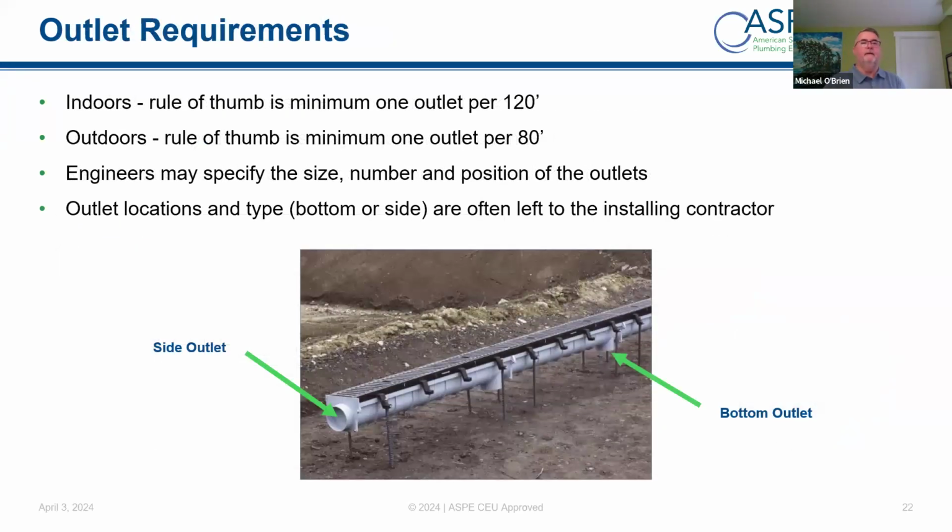So outlet requirements, indoors, a rule of thumb is 1 outlet per 120 feet of trench drain. Outdoors, 1 outlet per 80 feet.